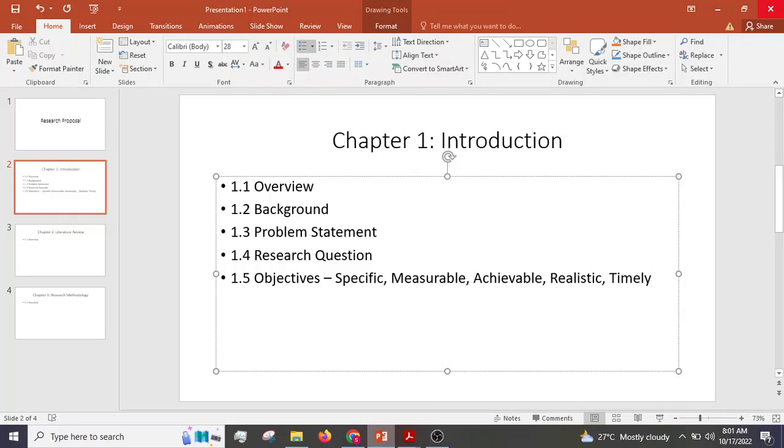Realistic means I don't think you expect to defy or to counter what Newton has proposed in his Newton's laws of motion in 1 year. I don't think so, right? So that is not realistic. And timely is what I have mentioned to you: for undergraduate it is 1 year, for master's it could be 1.5 to 2 years, for PhD 3 to 5 years. So your objectives have to be achievable within those time frames.